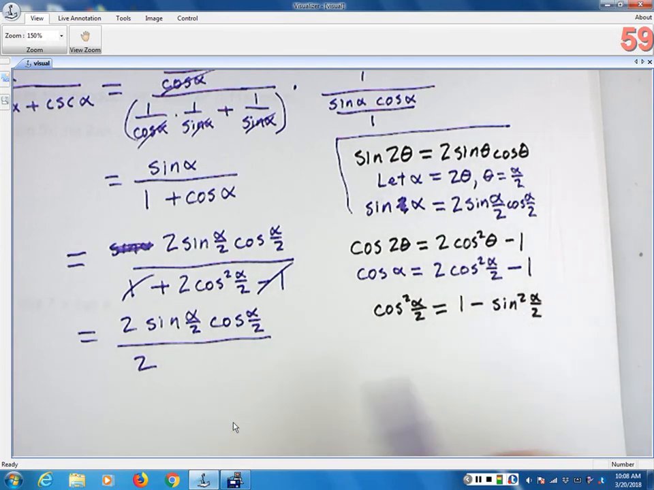Times, wait a minute, I'm not using that. I'm not sure what I used. I've got it written down, but I didn't write down my identity. How did I get cosine squared? We're almost done. We'll just quit after this. I think you've had enough after this. Cosine squared alpha over 2, what did I use?